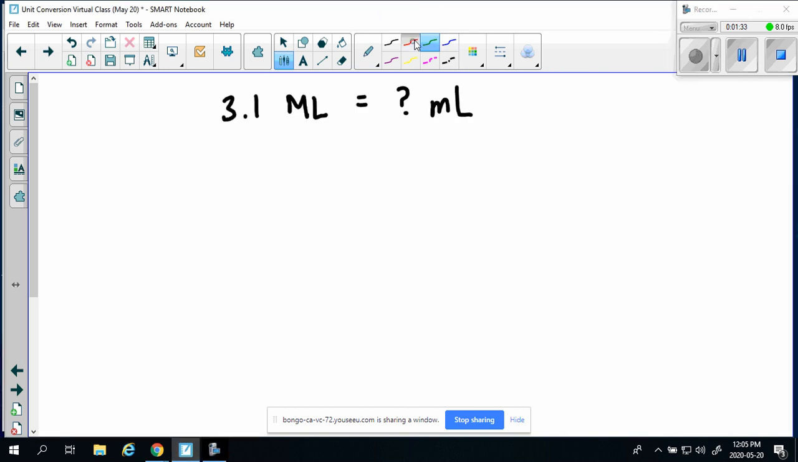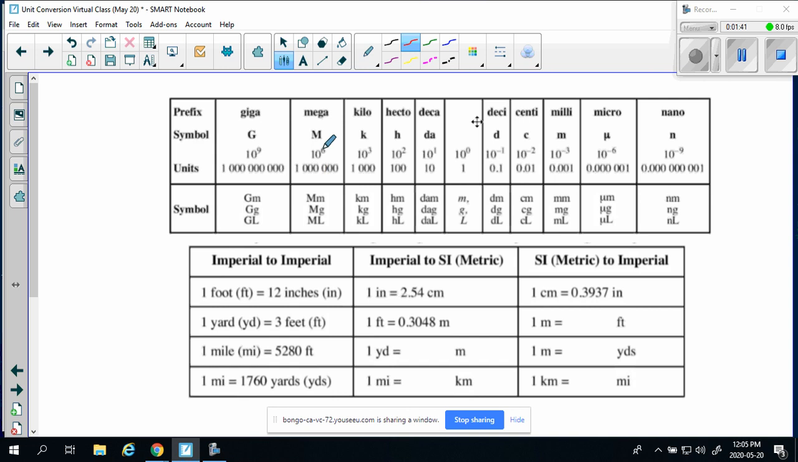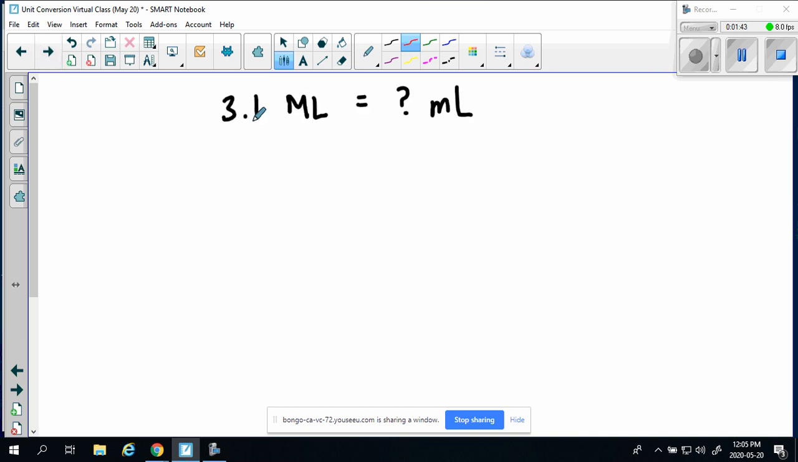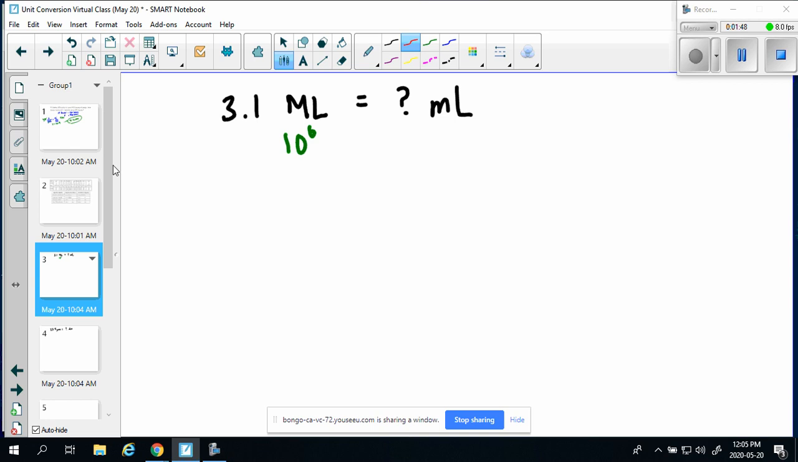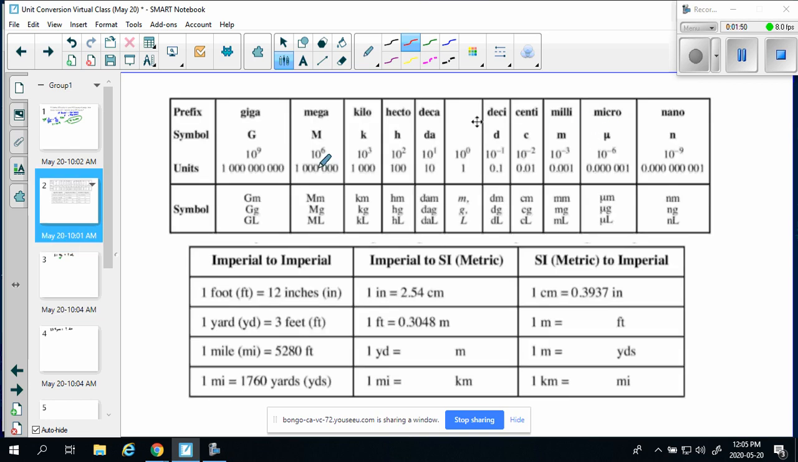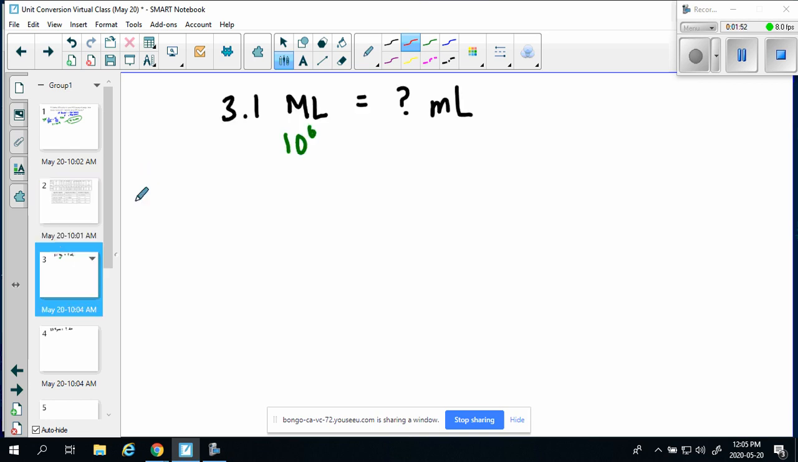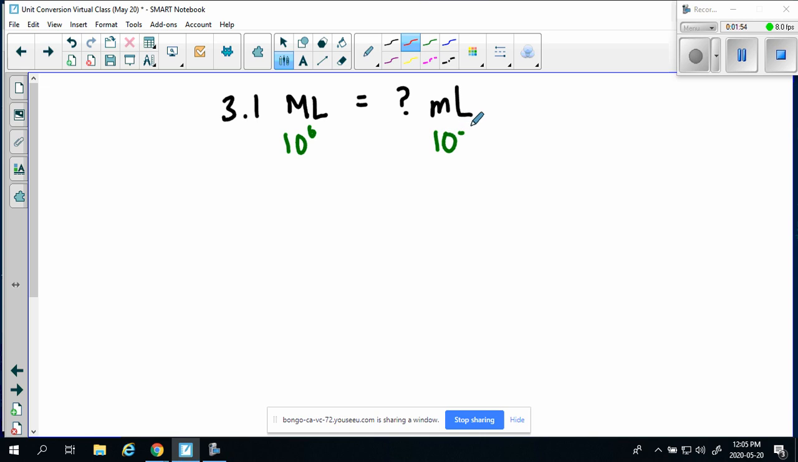So as a reminder, this is a megaliter and this is a milliliter. So if I go back to my chart, I just want to check what megaliter actually means. So mega is 10 to the 6. And milli, if I go to my chart, is 10 to the negative 3. And liters would be right in the middle. So then how do we do this conversion?